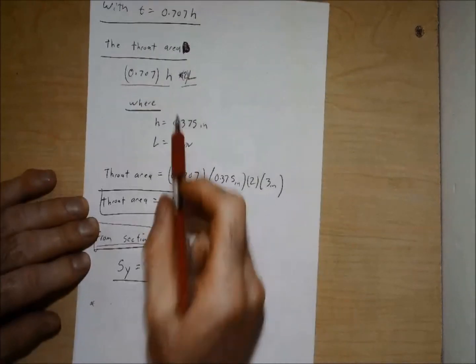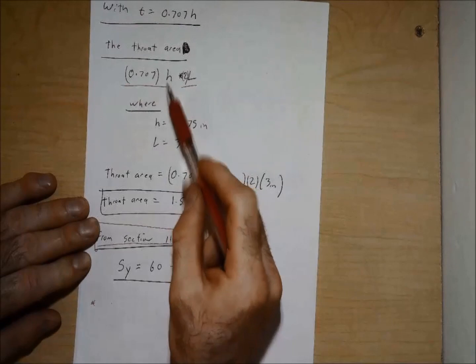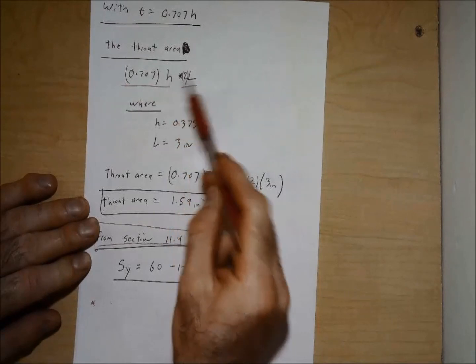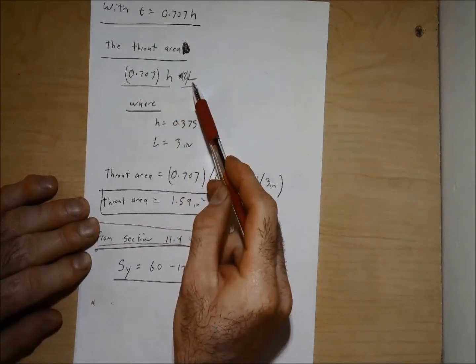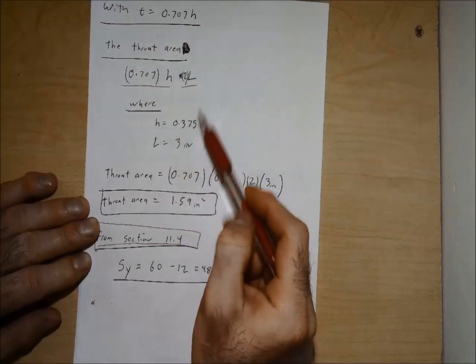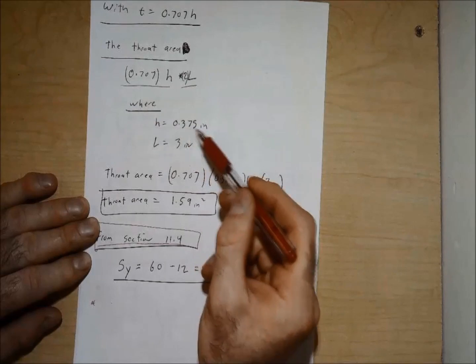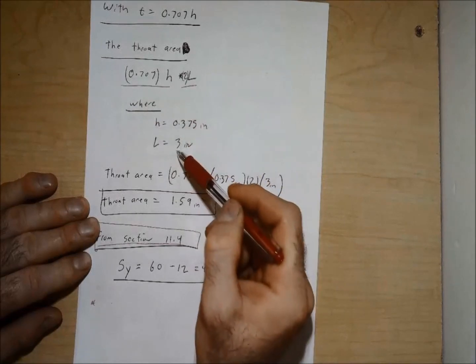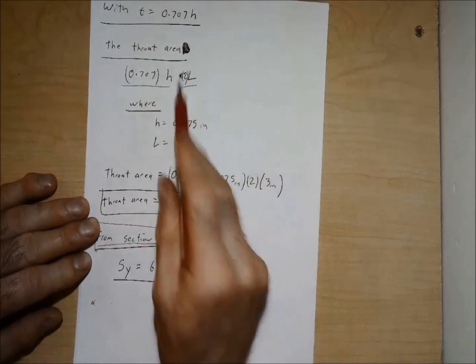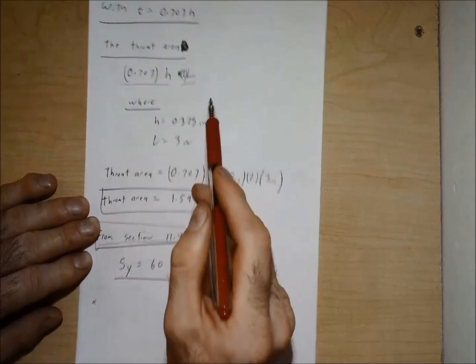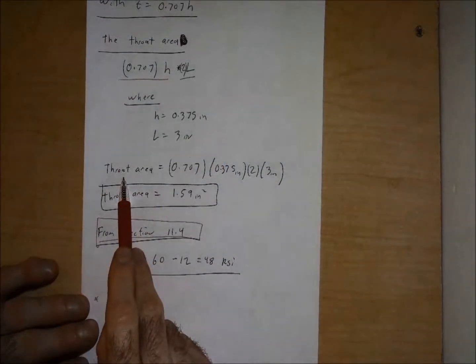In this problem, we have a value for h given in our problem statement, and we have a value for L given in our problem statement as well. So we can plug in these numeric values here. We know that, given to us, h is 0.375 inches, and the length, again, is 3 inches, but there's 2 welds, so don't forget that 2 when we go through and calculate the throat area. So we plug this back into our throat area equation here.